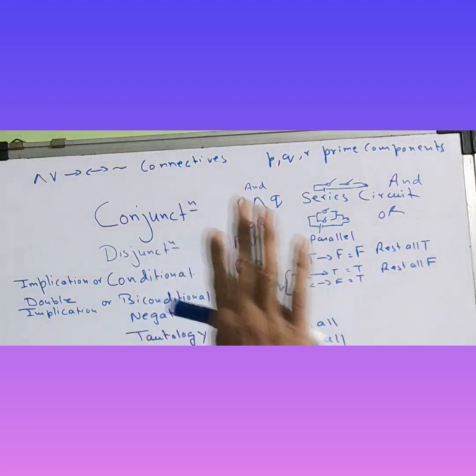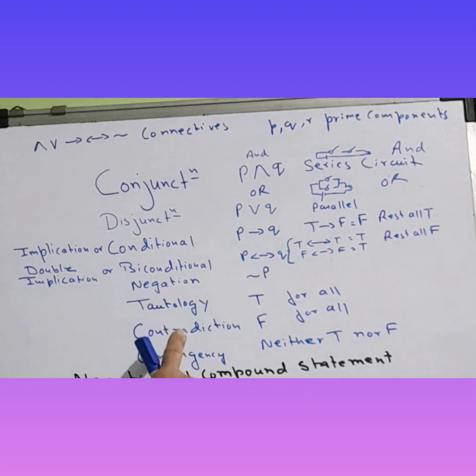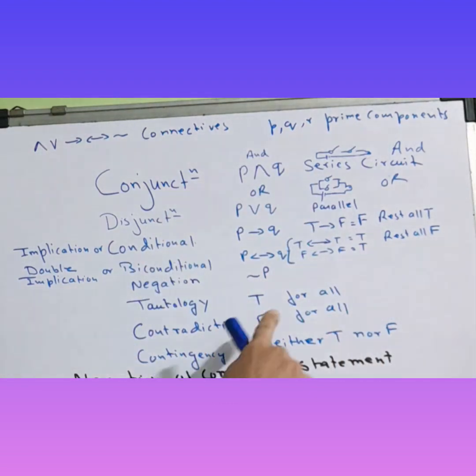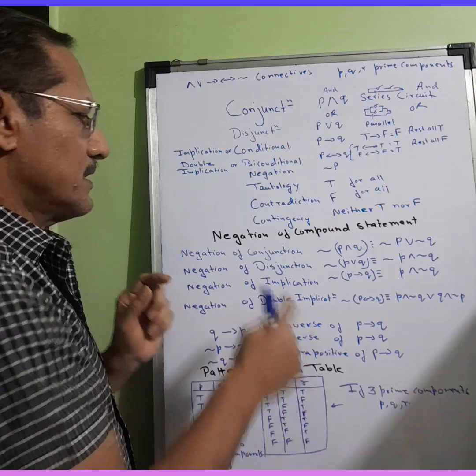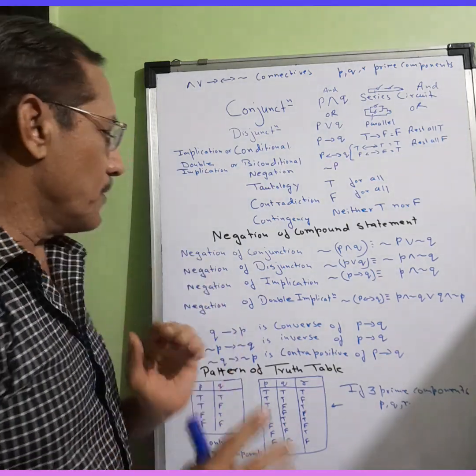Tautology: when the results are all T, that is a tautology. Contradiction: when results are all F, that is a contradiction. Contingency: neither always true nor always false. Okay, that is it. Now, negation of a compound statement is also very much essential for us to know.